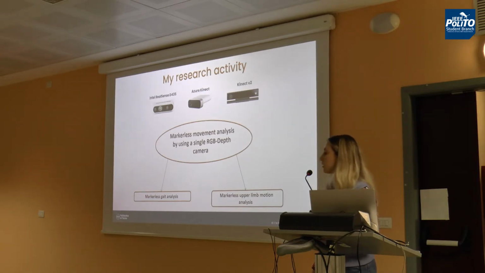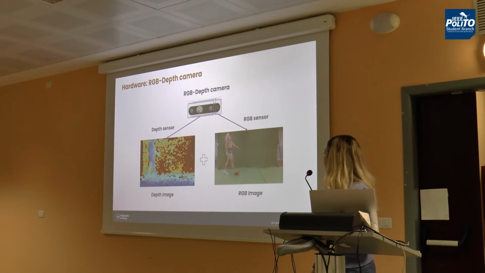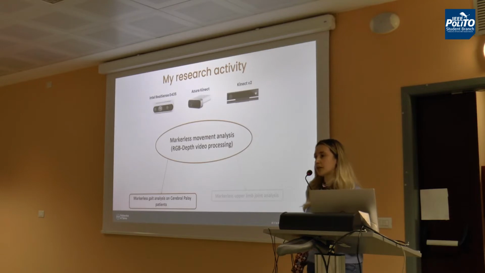depth camera. First of all, an RGB depth camera is a camera that includes two types of sensor: an RGB sensor that produces a normal color image, and a depth sensor that produces a depth image, so an image that shows the distance of all objects in the field of view of the camera. I use this camera, for example, to do markerless gait analysis on subjects affected by cerebral palsy.